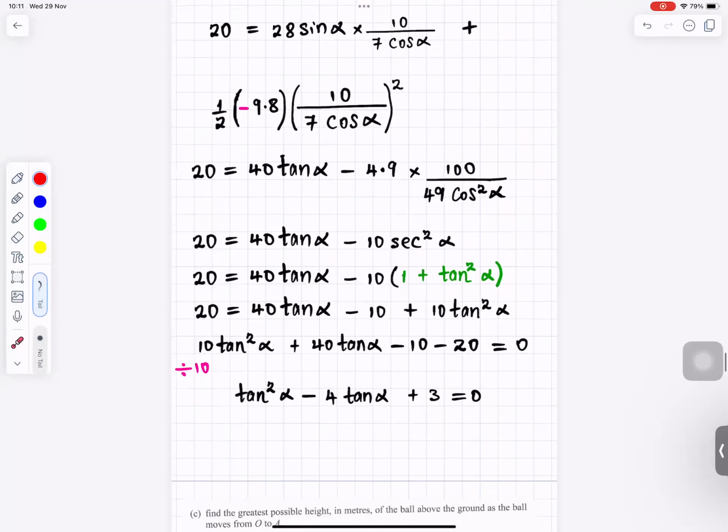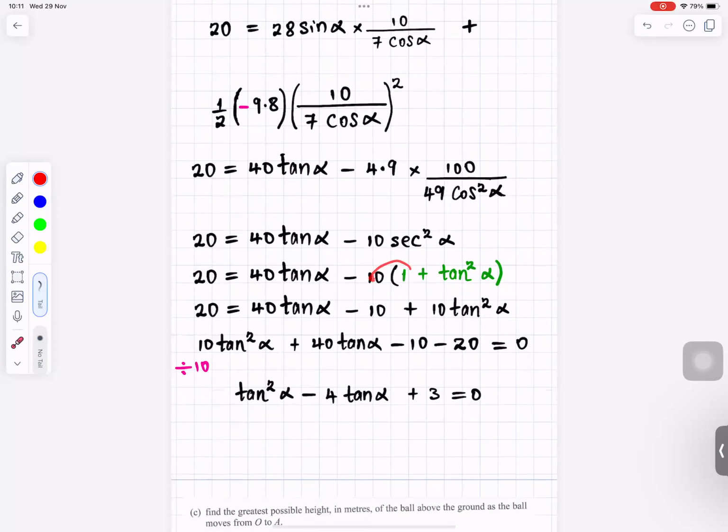Very, very important. Now you remove the bracket. Now you've got everything with tangent. Minus 10 minus 20 is minus 30. And then you divide by 10, divide by 10, divide by 10, divide by 10. You get that expression there.